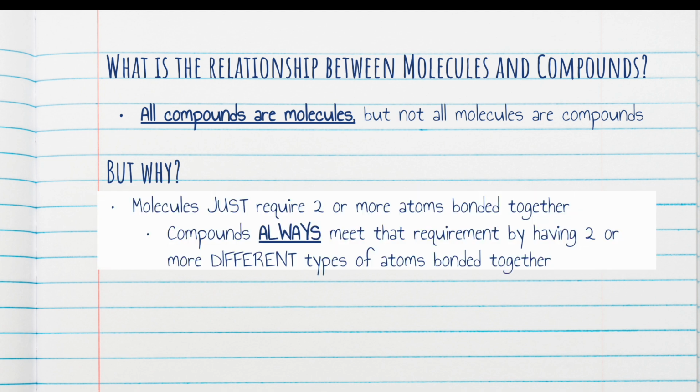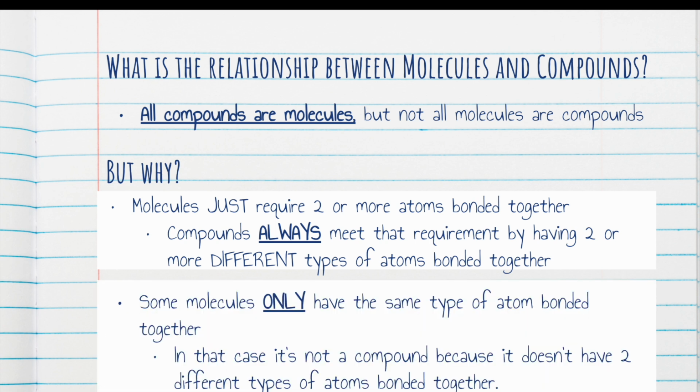Molecules just require 2 or more atoms bonded together. Compounds always meet that requirement by having 2 or more different types of atoms bonded together. Some molecules only have the same type of atom bonded together. In that case, it's not a compound because it doesn't have 2 different types of atoms bonded together. That's why I put molecules in its own kind of category.